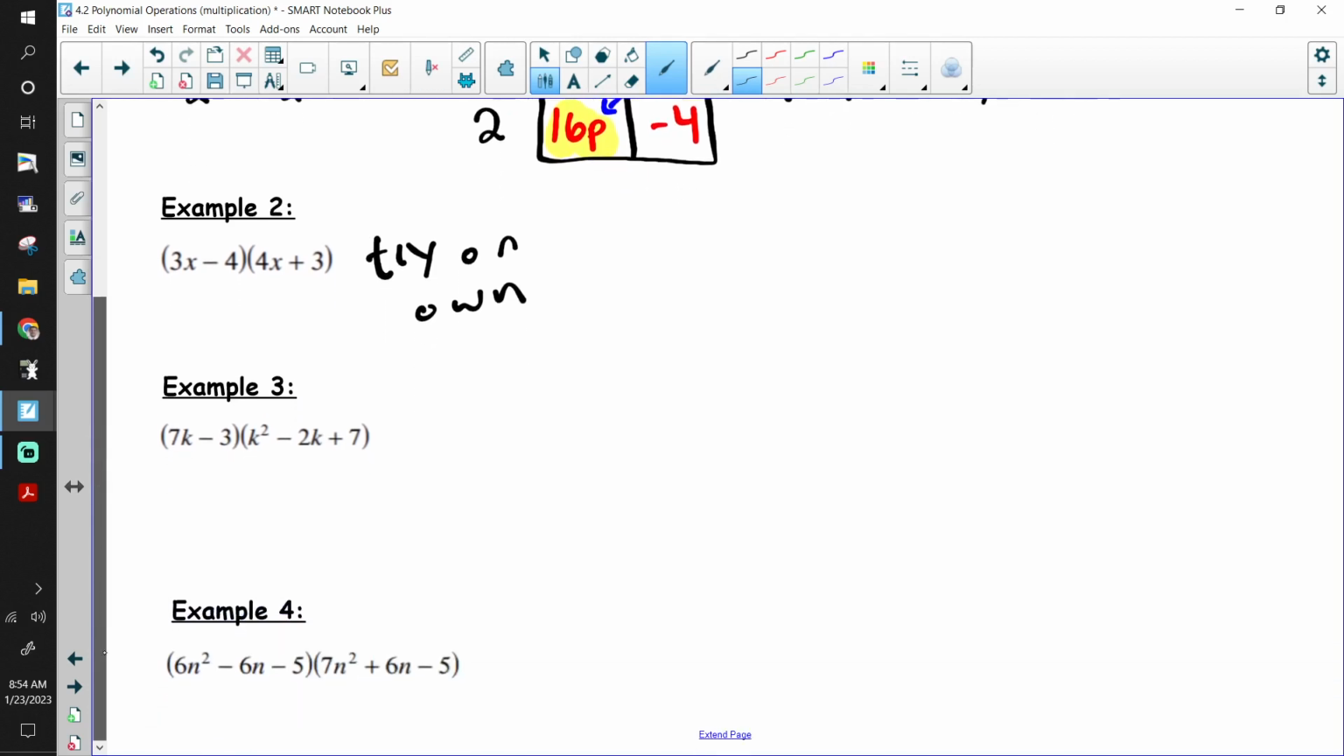Okay, example 3. This time we have a 2 term and a 3 term. So I need a 2 by 3 box. So I want my box to be 2 high and 3 long.